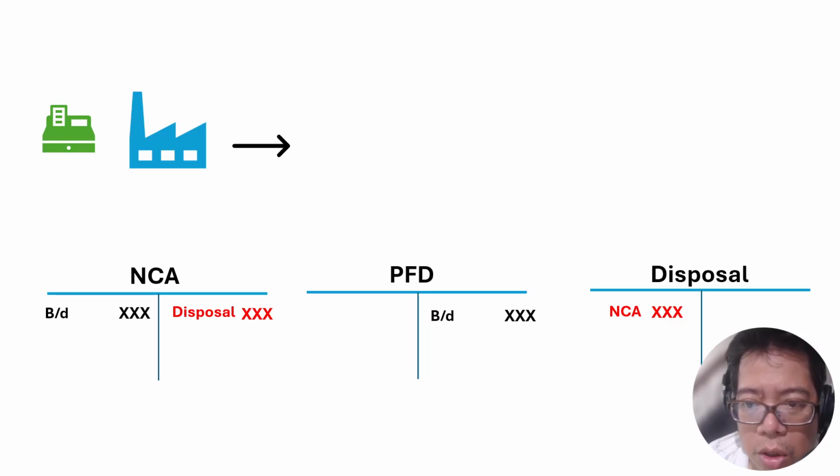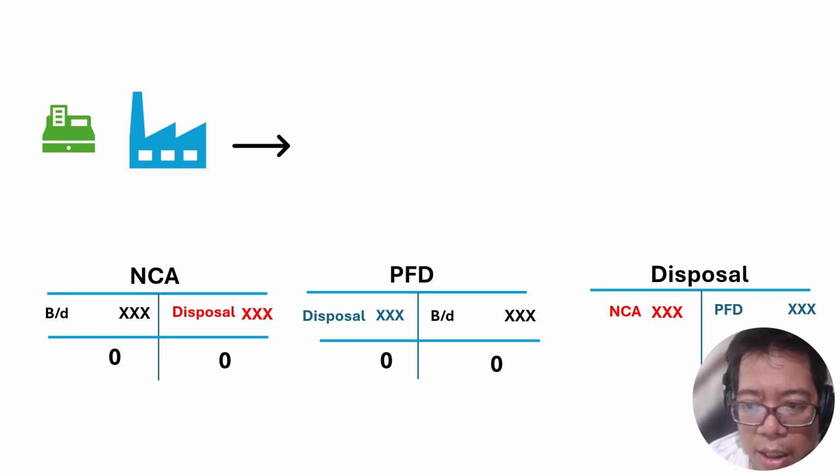We also need to zero out the provision for depreciation account. We transfer the total accumulated depreciation relating specifically to that asset into the disposal account. By following this step, our books remain tidy and we can clearly see if our disposal result is a profit or a loss for the business.